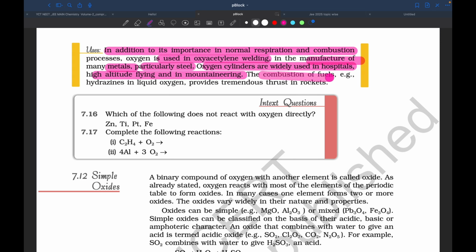The combustion of fuels needs oxygen. Hydrogen in liquid oxygen provides tremendous thrust to rockets. So this combustion, we use it for. Hydrogen in liquid oxygen gives you tremendous thrust to the rockets. Some reactions are given here.